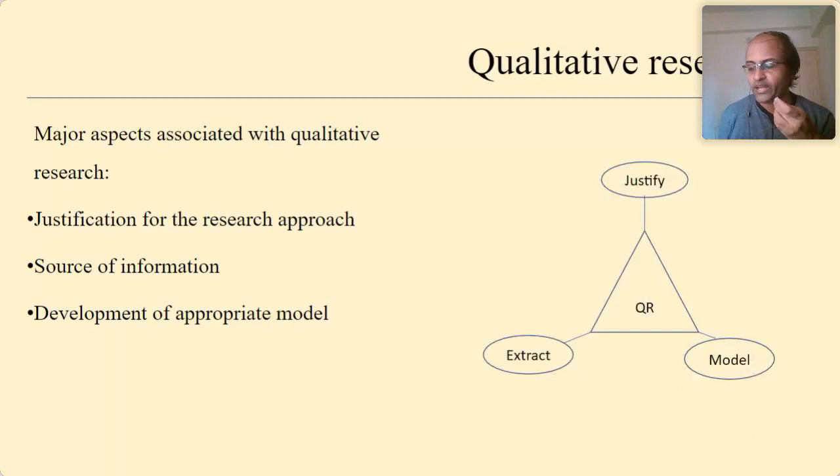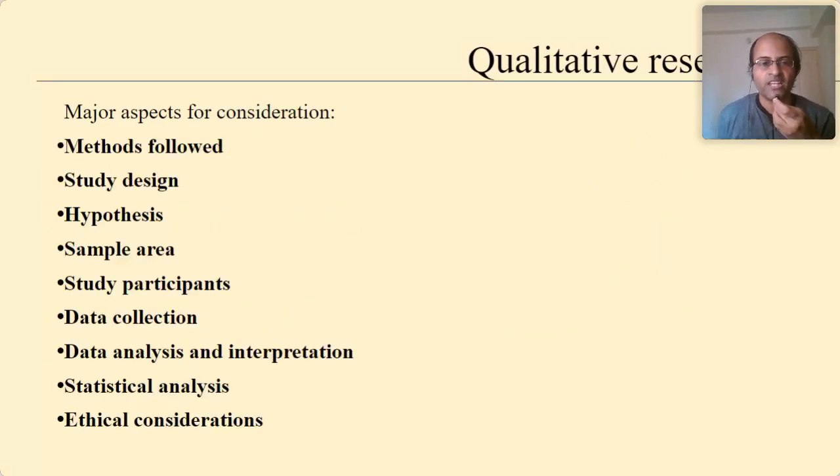Now, for qualitative research, as said here, you first have the justification for the particular research approach. Then we have the source of information, and then we have the final model that has been developed. So in a nutshell, these three have to be done first. Then we develop the hypothesis, and then we go ahead in explaining the entire thing very clearly. So these are the major aspects.